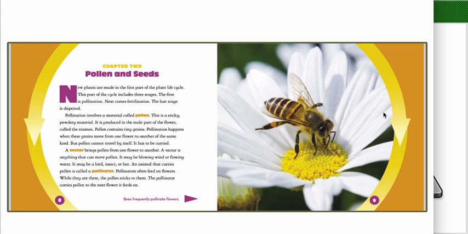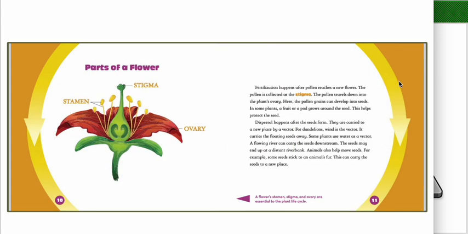A vector brings pollen from one flower to another. A vector is anything that can move pollen. It may be blowing wind or flowing water. It may be a bird or an insect or even a bat. Animals that carry pollen are called pollinators. Pollinators often feed on flowers, and while they are there, the pollen sticks to them. A pollinator carries pollen to the next flower it feeds on.